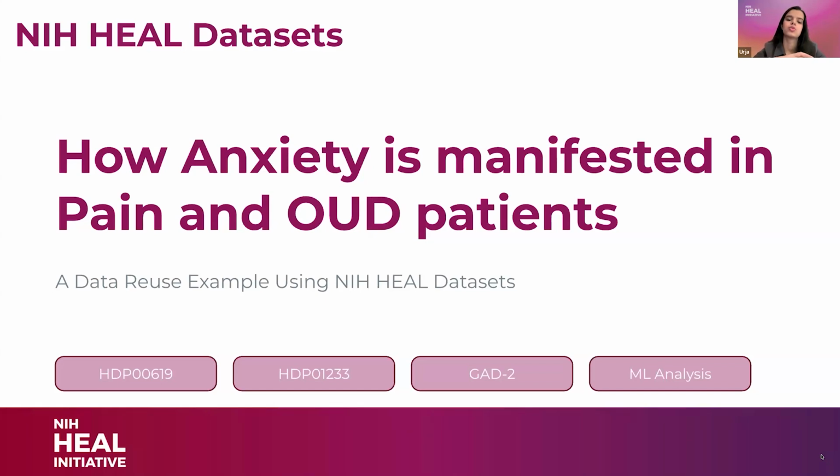So we have combined two HEAL studies, both of which used GAD2 measurement instruments to assess anxiety among patients experiencing pain and opioid use disorder. We wanted to analyze whether demographic variables such as age, gender, and ethnicity are correlated with anxiety or not. While the two studies measured anxiety in very different clinical contexts, we wanted to see whether there were differences in how anxiety manifests across demographic groups. Next slide, please.